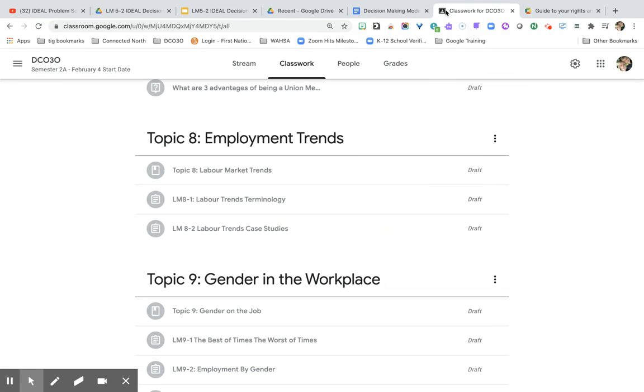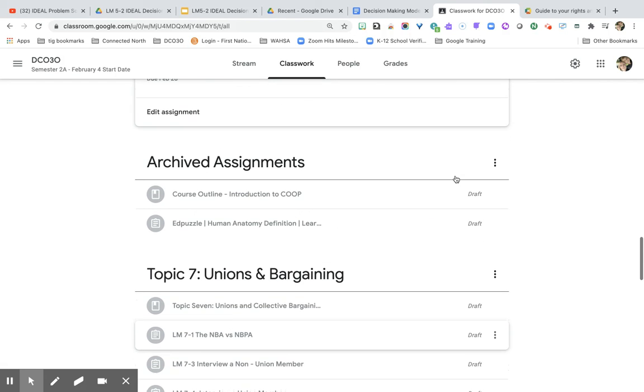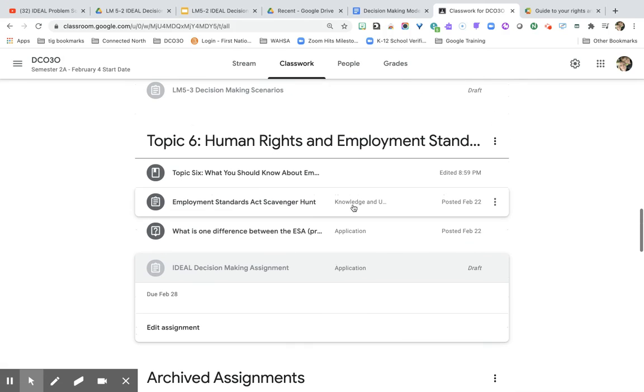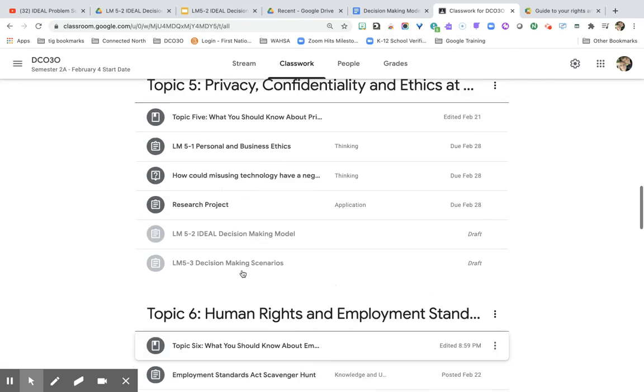So your task now is to go into Google Classroom, and you're going to go to the ideal decision-making assignment and work on that assignment. And that's your task for today. And then we're going to move on to unions and bargaining next class.